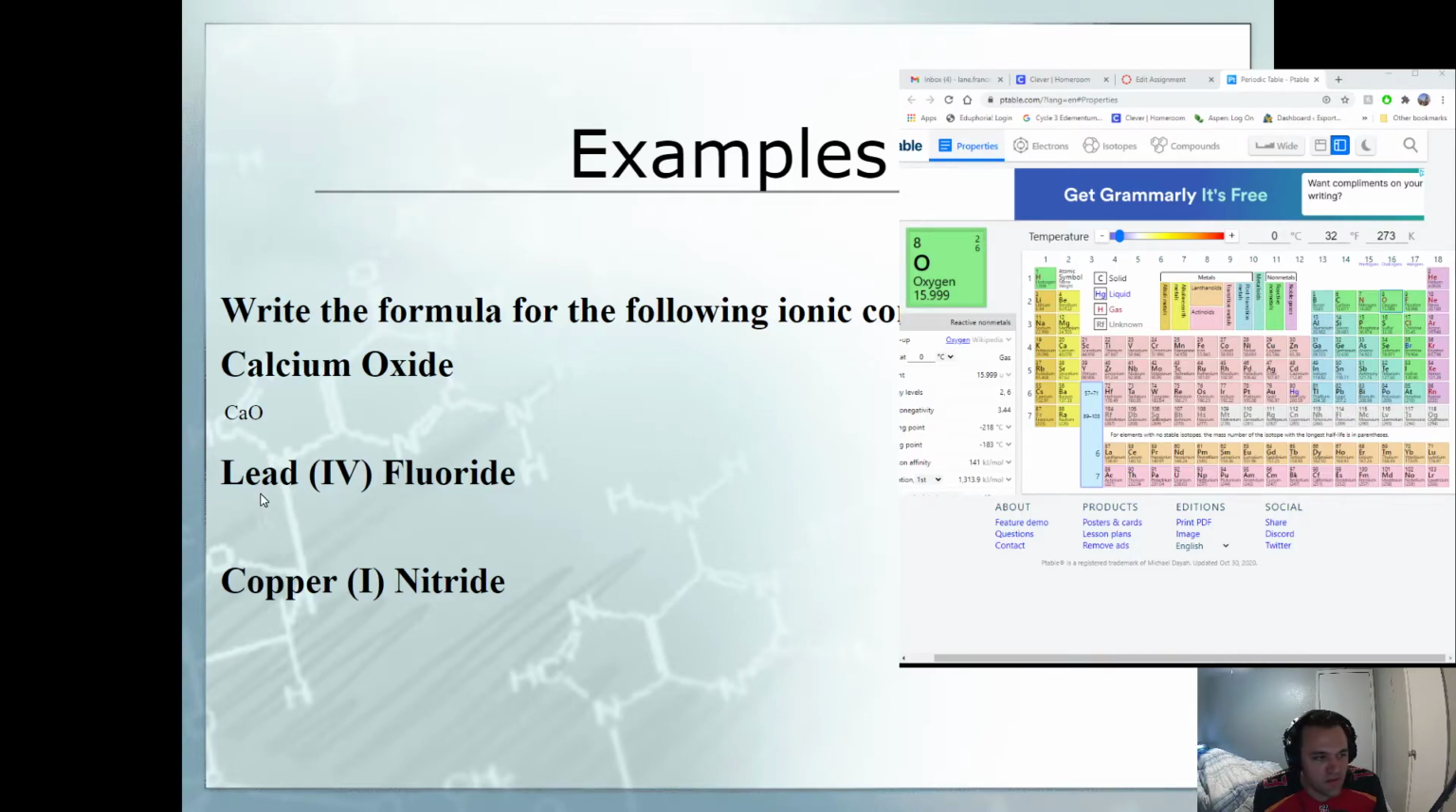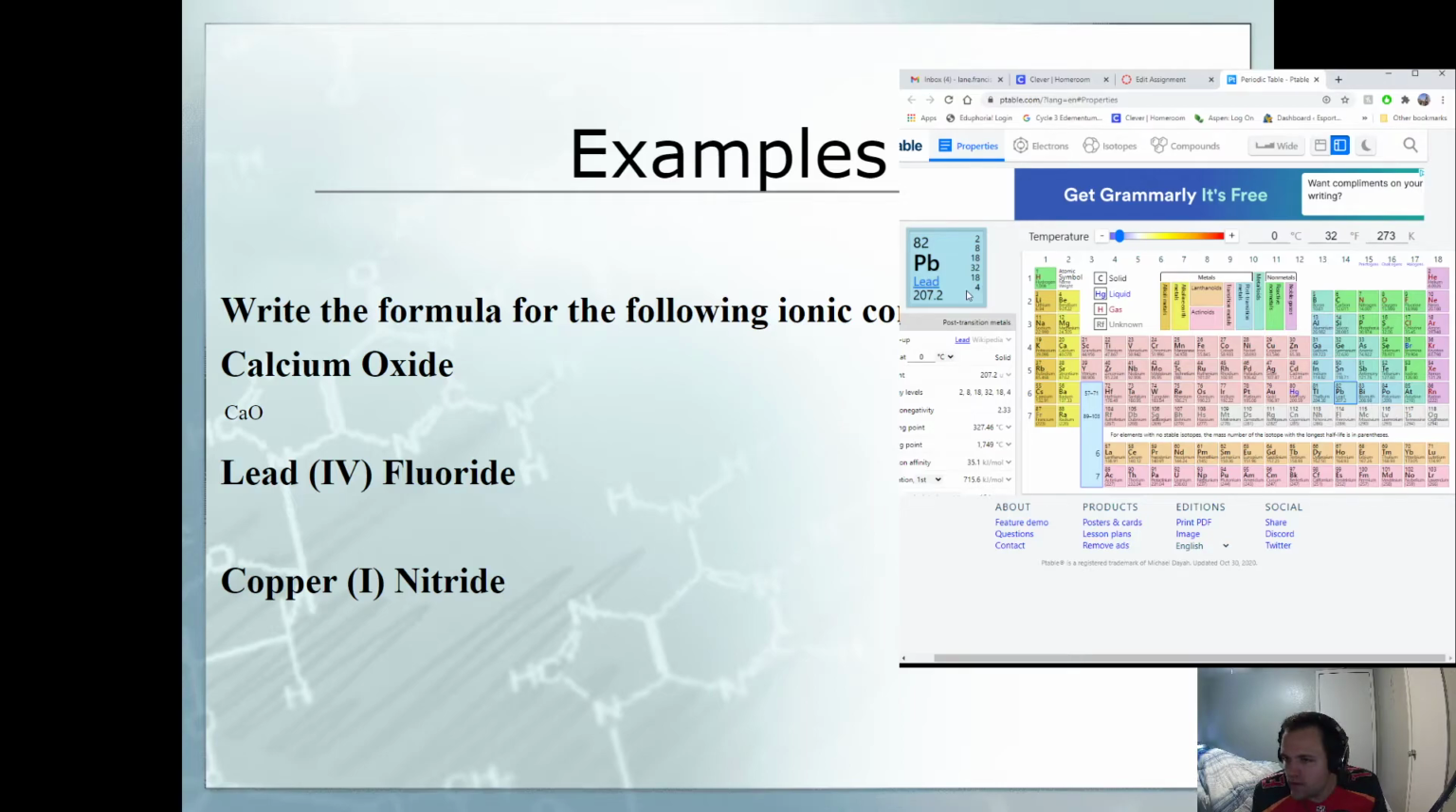All right, this next one, lead 4 fluoride. So this 4 here is telling us the charge of the lead. So we don't have to worry about finding out what the charge of lead is going to be because it's telling us what it is in the formula. So if we go find lead, it's right here. It's Pb on the periodic table.